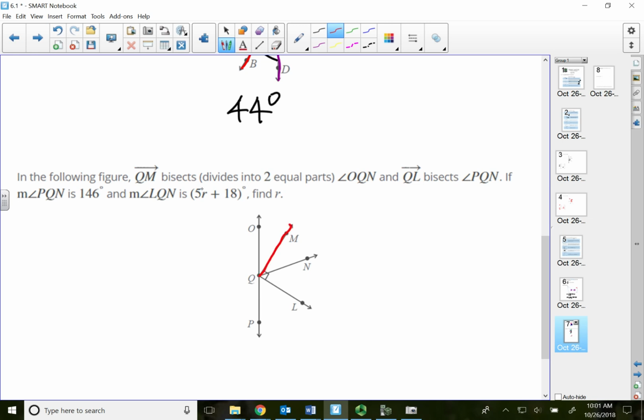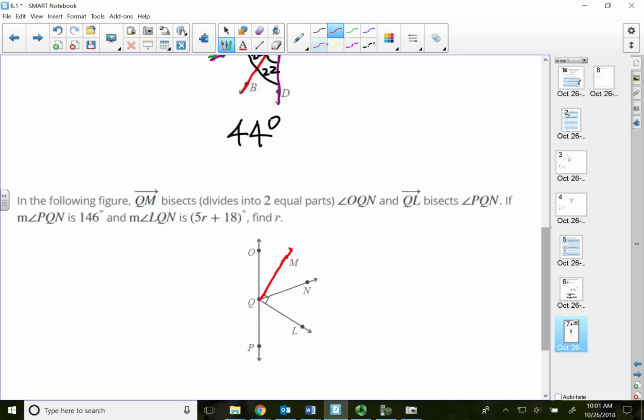QM bisects angle, what color do I use? Purple first. OQN, O to Q to N. All right, so this red ray bisects this purple angle.